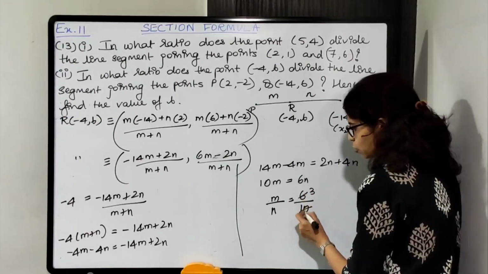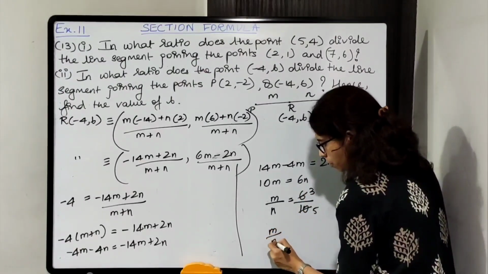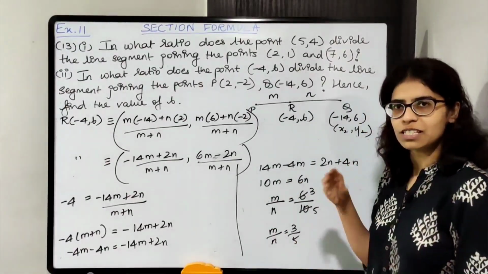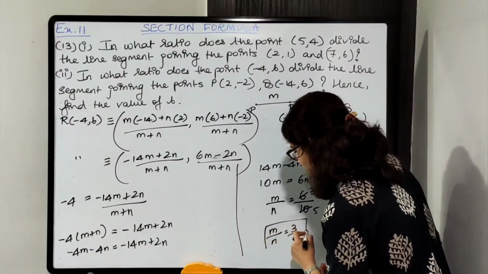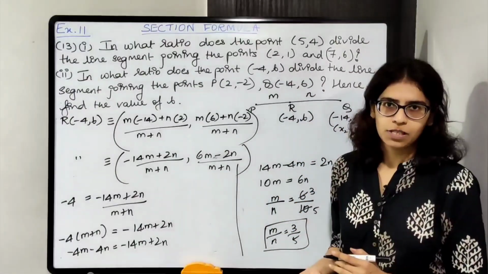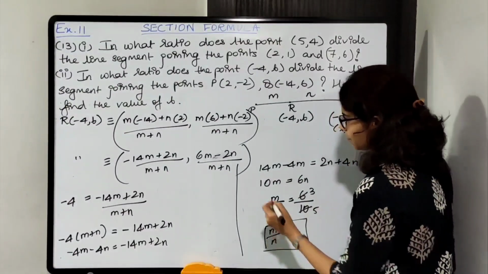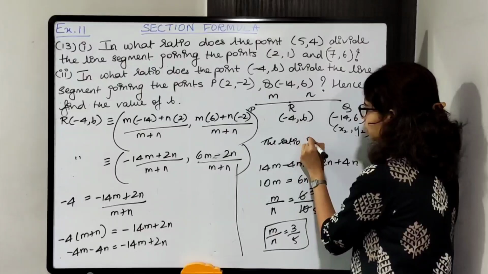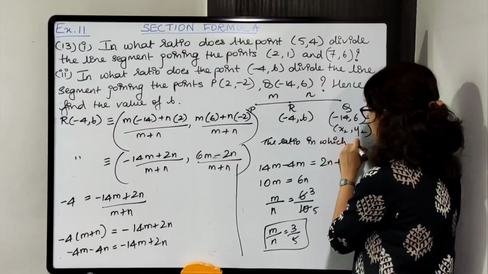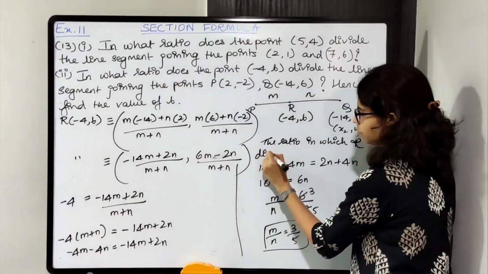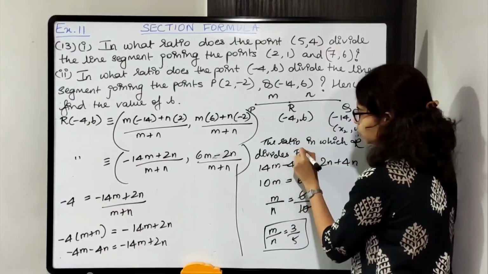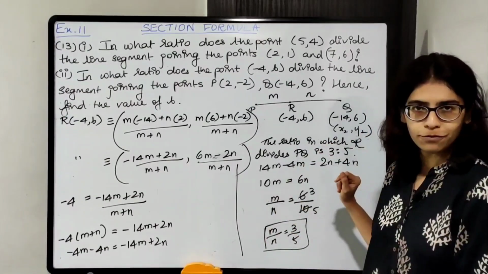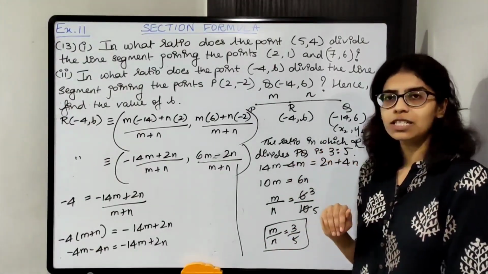2 3s are 6, 2 5s are 10, so m upon n is 3 upon 5. We got the ratio, it is 3:5. Box this and write down the statement. Okay, write this statement: the ratio in which R divides PQ is 3:5. Okay, after this write down the statement.